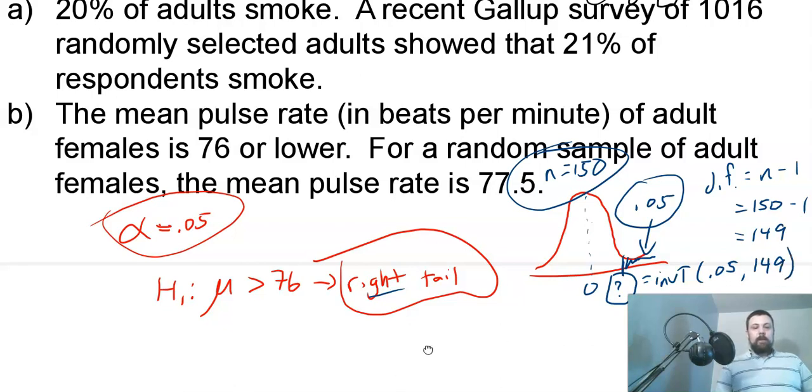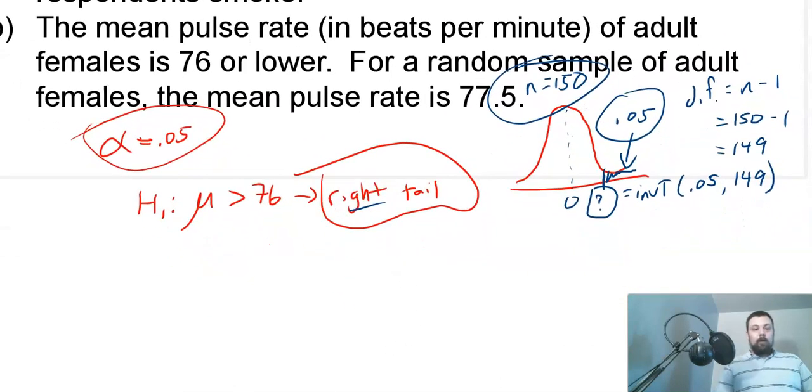So we do inverse t, 0.05 for the area, 149 for the degree of freedom, and that's going to give me my critical value. Inverse t, 0.05, comma 149. Let's see what we end up getting. My calculator tells me negative 1.66 if I go 2 decimal places. But because this is in the right tail, I drop the negative sign. It needs to be positive. So I know the number's good, but then I have to decide what the sign should be.